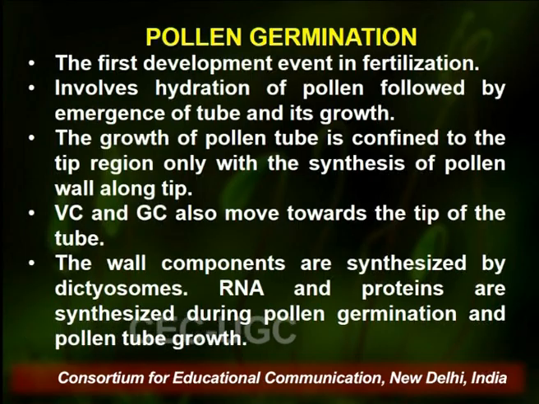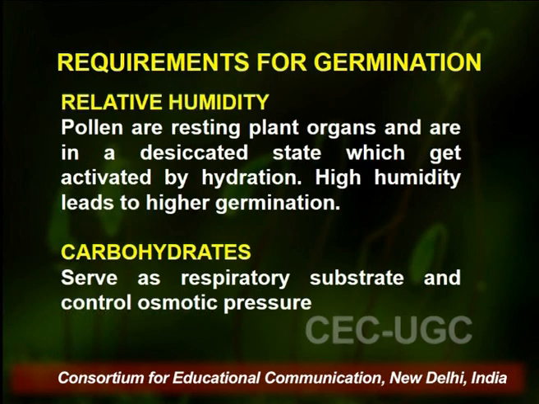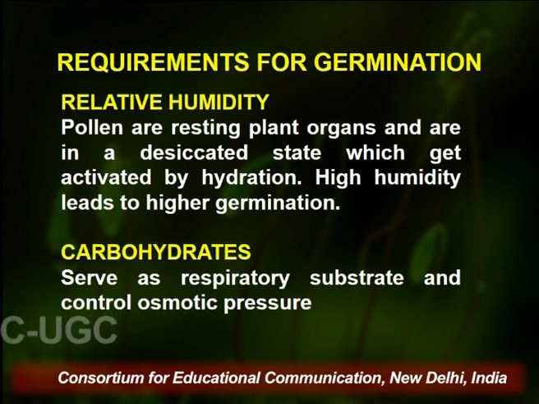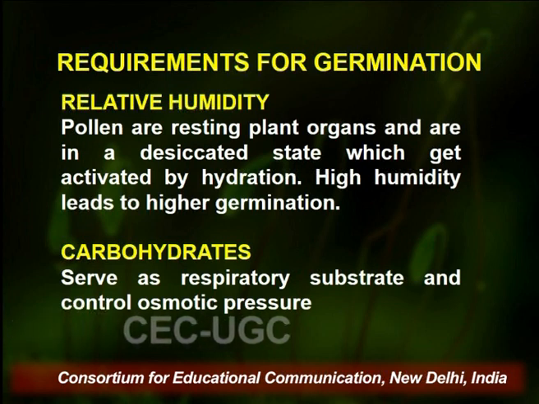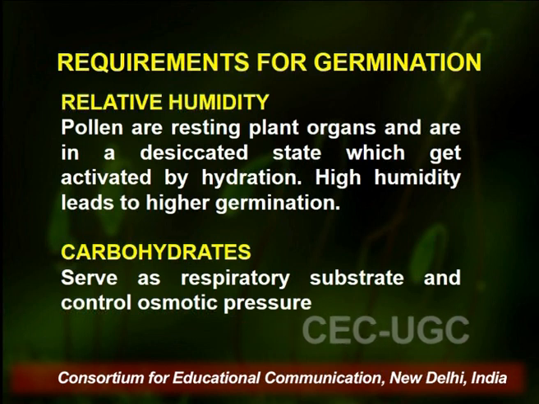The growth of the pollen tube is confined to the tip region only, with the synthesis of pollen wall along the tip. The vegetative cell and generative cell also move towards the tip of the pollen tube. The wall components are synthesized by dictyosomes; RNA and proteins are synthesized during pollen germination and pollen tube growth. For a pollen grain to germinate, there is a requirement of certain conditions and certain compounds.